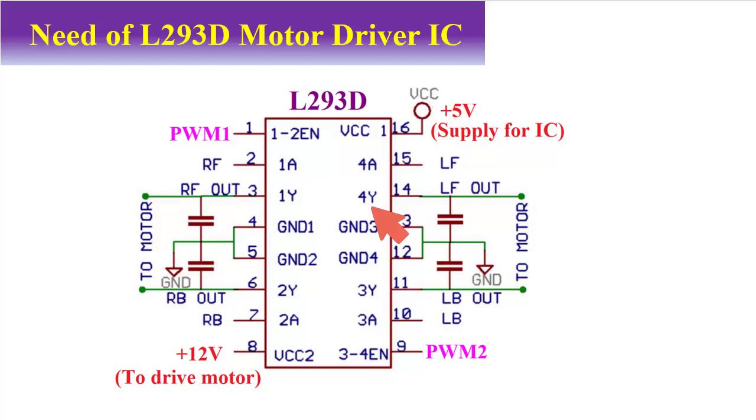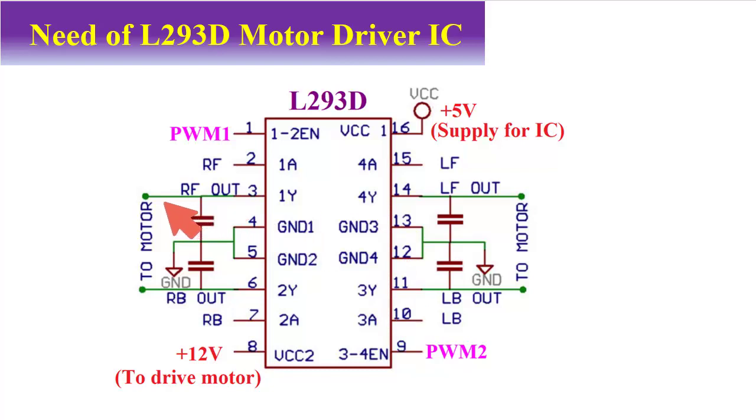So in this case we have used 2 output terminals to control a single motor. 1Y and 2Y are used to control a single motor, and 4Y and 3Y are used to control another motor. Terminal number 3 and terminal number 6 are connected to the right side motor, and terminal 4Y and terminal 3Y have been connected to the left side motor of the robot.